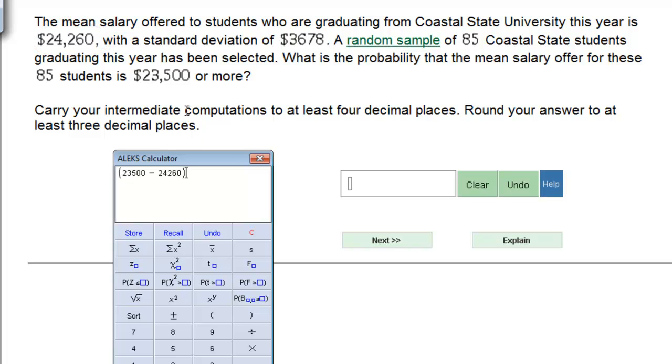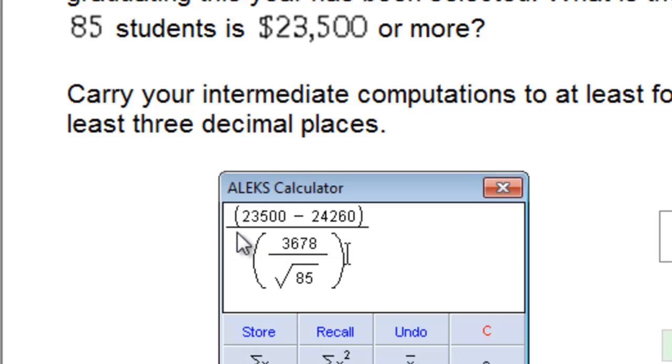and I'm going to divide that result by the standard deviation, which is 3678, divided by the square root of the sample size, which is 85. And I'm going to tap out of that and close that parenthesis. Now that'll give me my z-score. They want to know what's the probability that the mean salary offer for these 85 students is 23.5 or more.